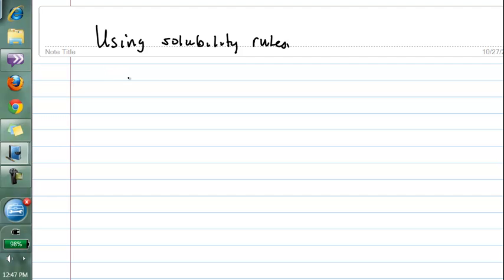These rules should be applied in order. So you'll be looking at rule number 1, then rule number 2, and so on. We want to start with things that are soluble, that will dissolve in water. And rule number 1, all acids dissolve in water.